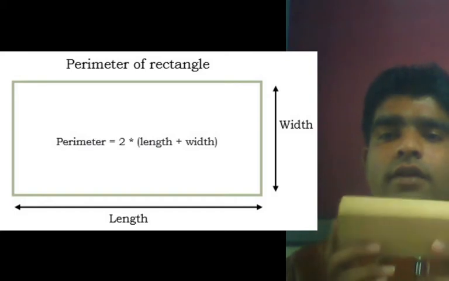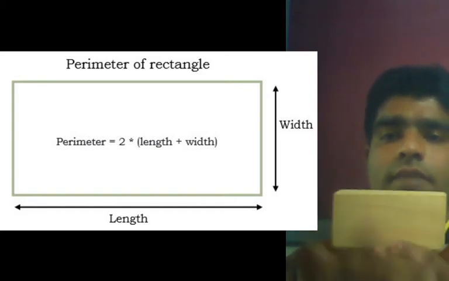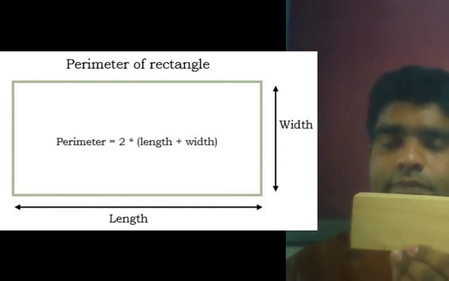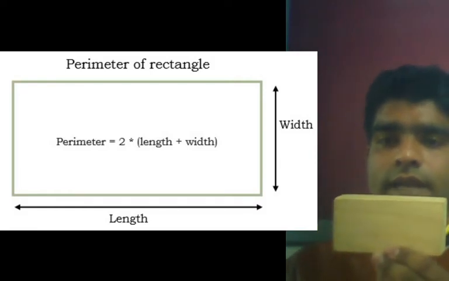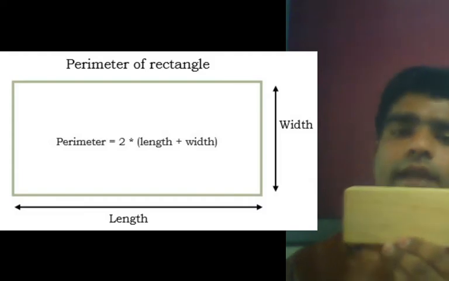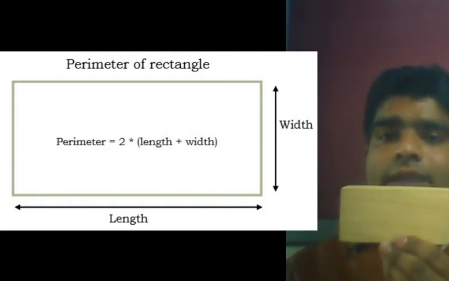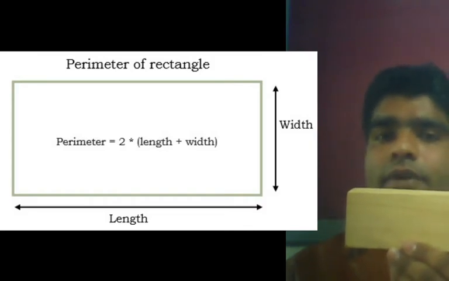Listen here, this side and this side are similar, and the opposite sides are similar too. This is the length of the rectangle and this is the breadth of the rectangle, which is also denoted by the width. Okay, we have to find the perimeter of a rectangle. It is a very general formula.